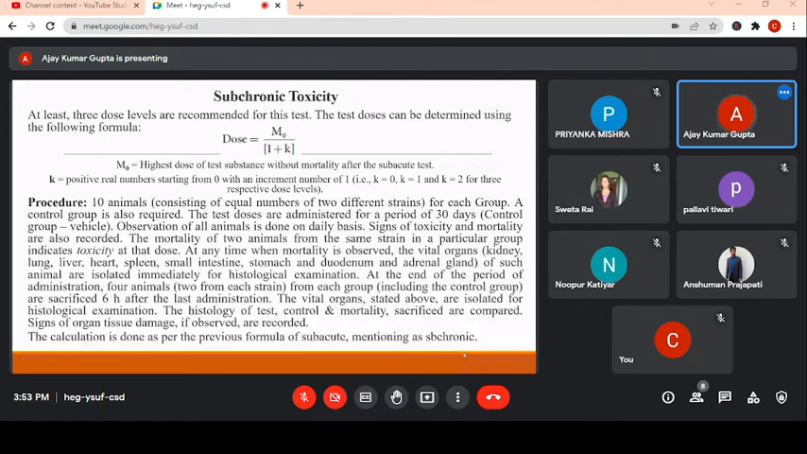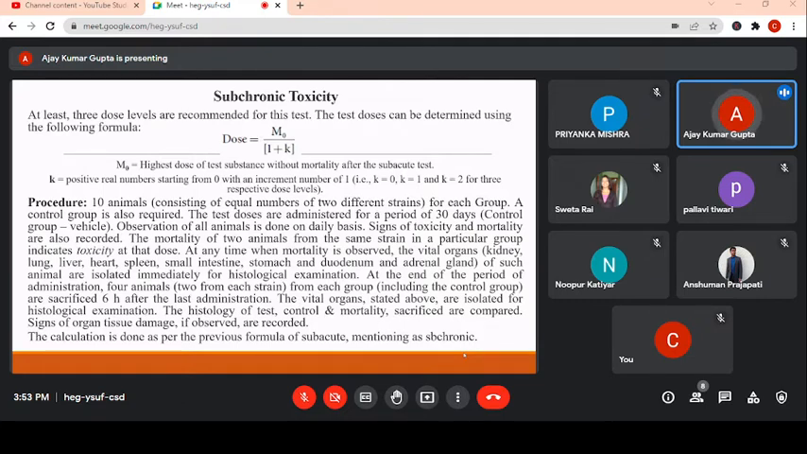Earlier we were going for hourly or bi-hourly observation, but here for subchronic toxicity, daily observation is to be made, and for this daily observation, the same time has to be fixed, which has to be repeated on a cycle of about 24 hours. Signs of toxicity and mortality are also recorded as recommended in the previous test.